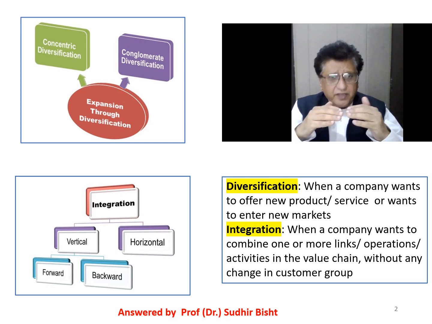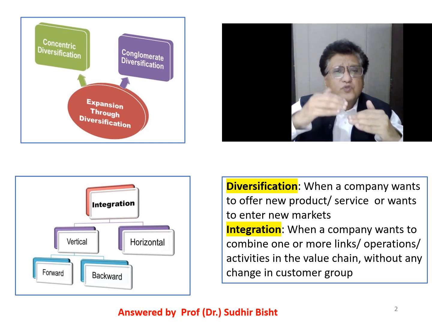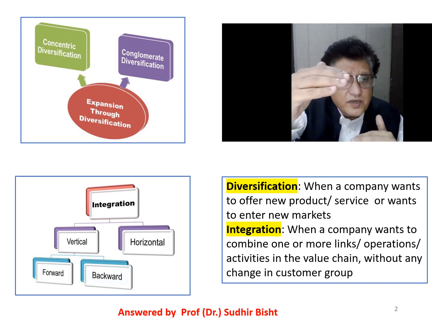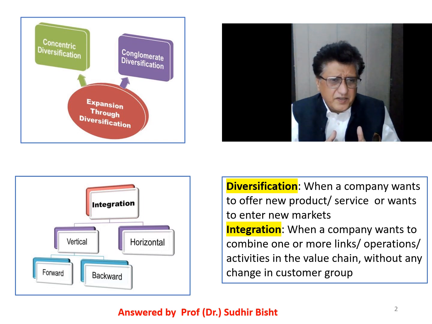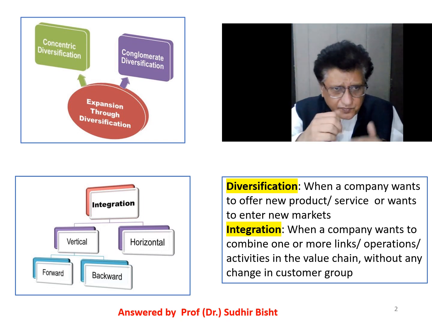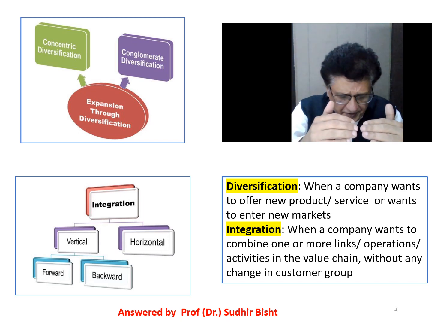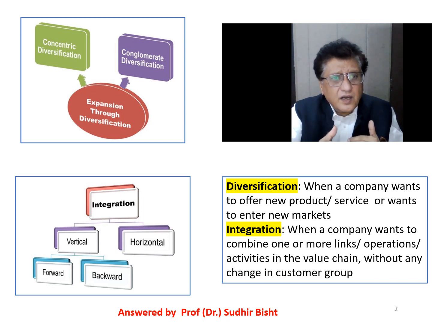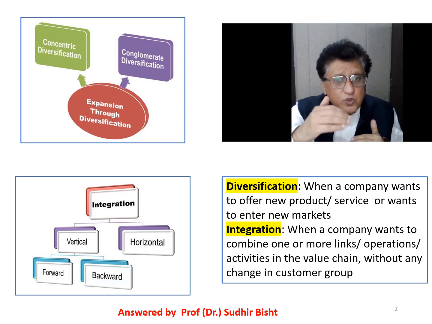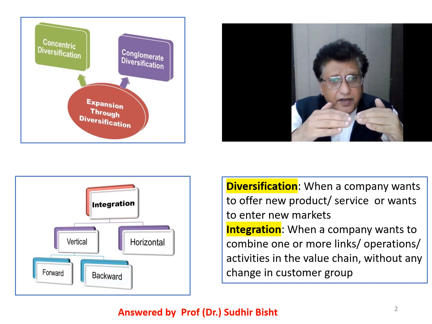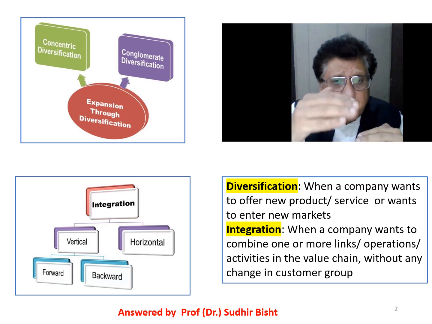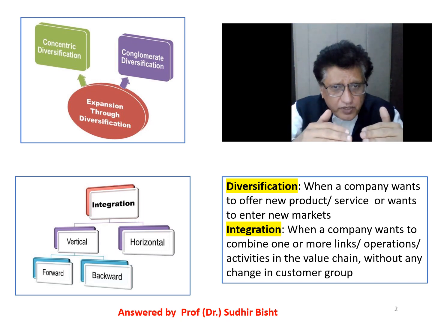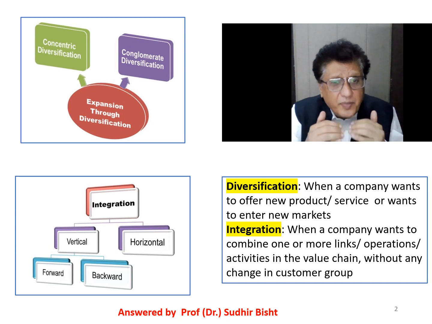If an organization moves closer to the ultimate customer, it is called forward integration. And if a company retreats closer to the source of raw material, it is called backward integration. When it moves closer to the ultimate customer, it is forward integration. When it moves closer to the raw material, it is backward integration.